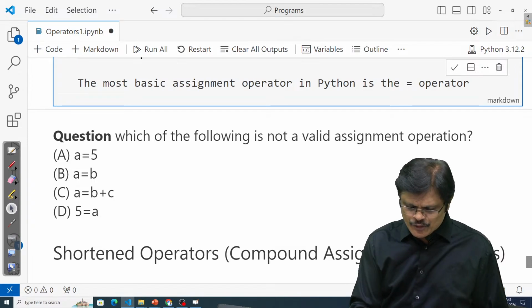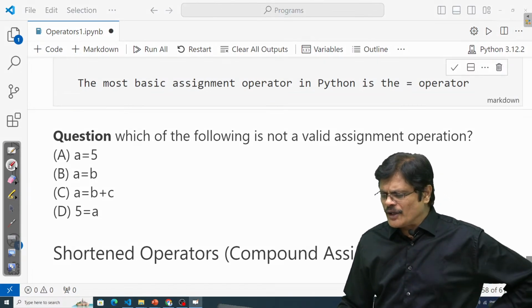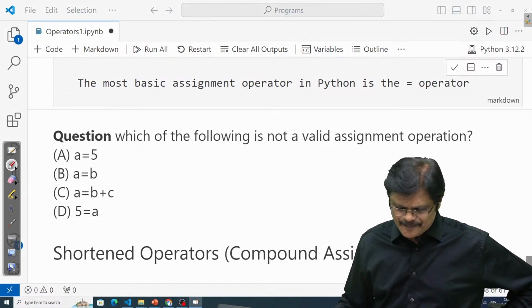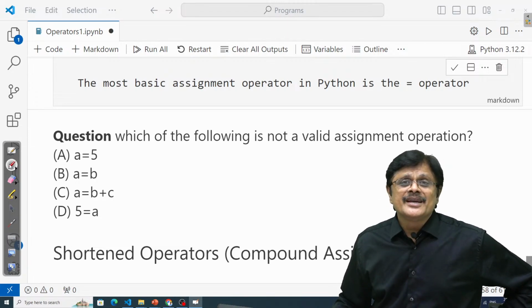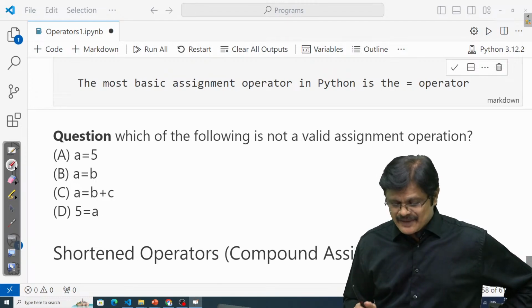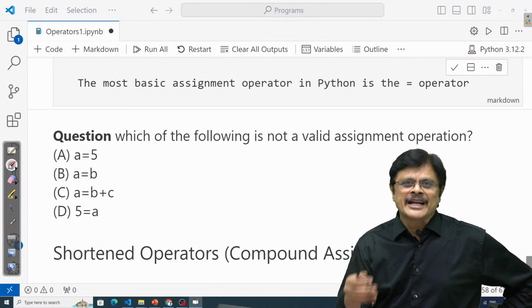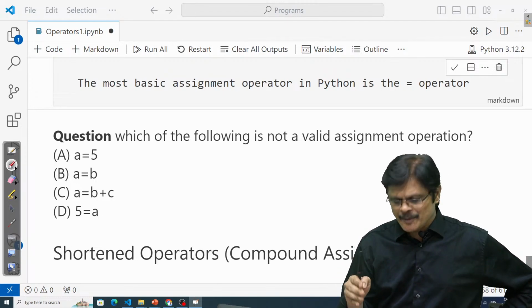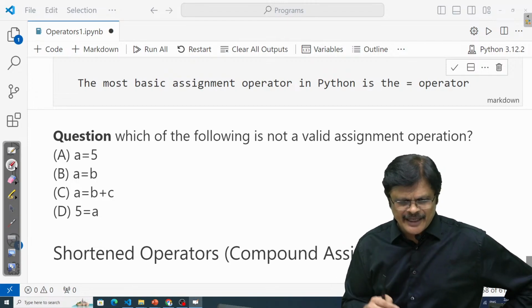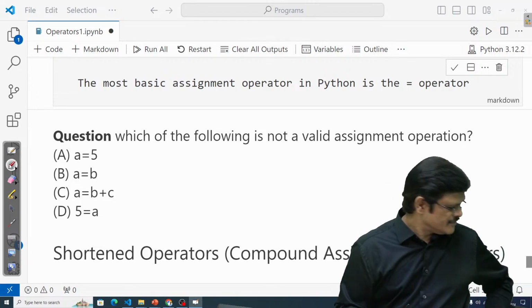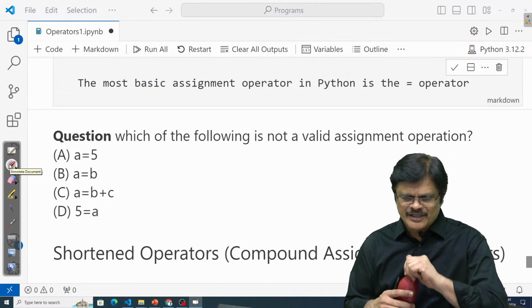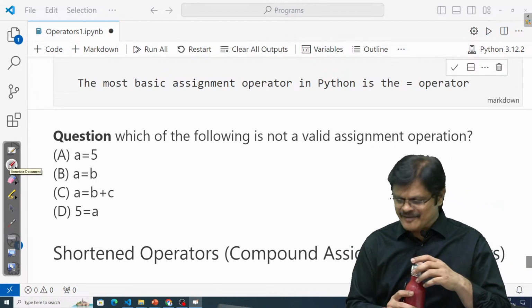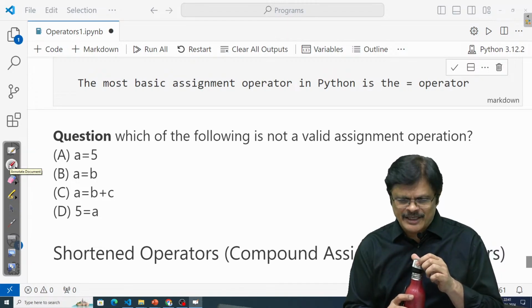Before this, there is a question you can answer. Which of the following is not a valid assignment operator? A is equal to 5, A is equal to B, A is equal to B plus C, and 5 is equal to A. Here we are assuming that A, B, C are variables, or B, C are already defined. Even in any programming language, it is assumed. Which one is not a valid assignment operator?